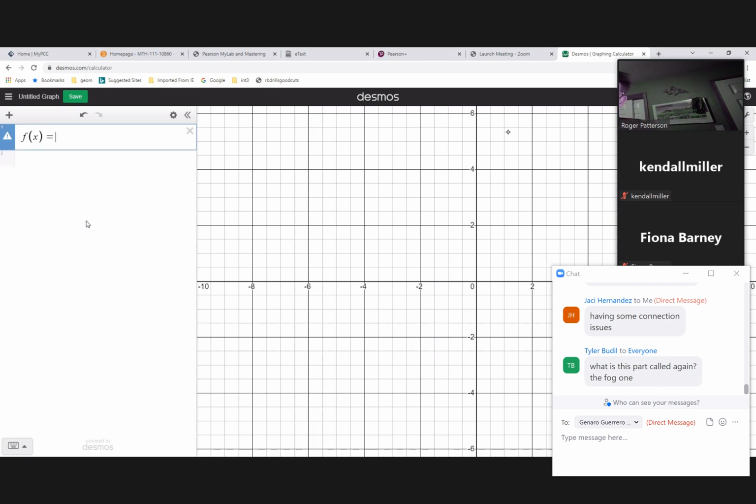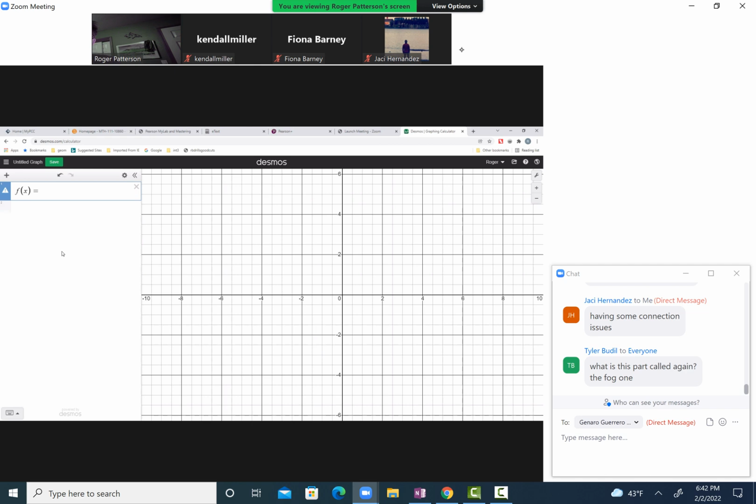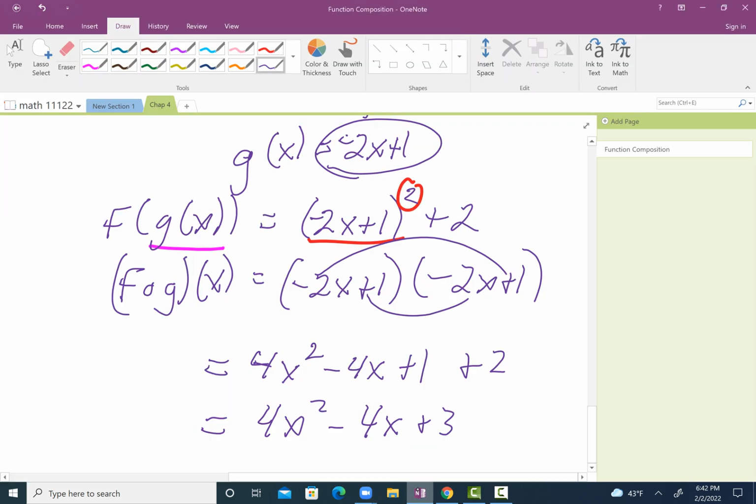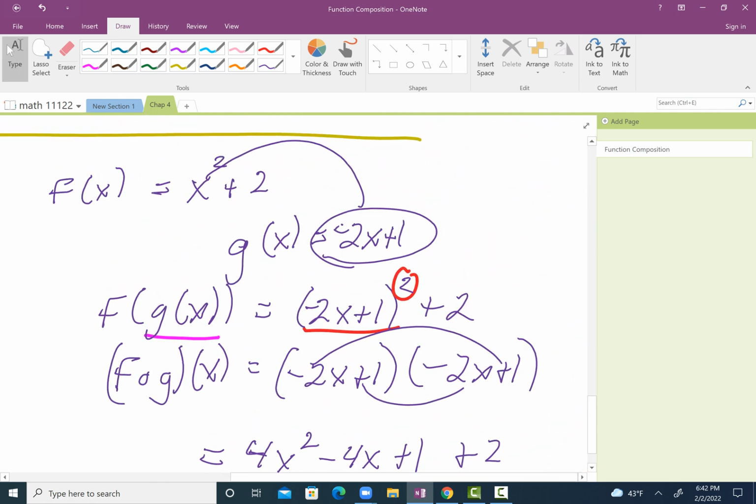I kind of forgot what it was, so let me go to view options here for a second. Oh, there it was. So f of x is equal to x squared plus 2. I'm going to put that on here. Now I'm going to put my g of x down here, and that is equal to negative 2x plus 1. So now I have two graphs.